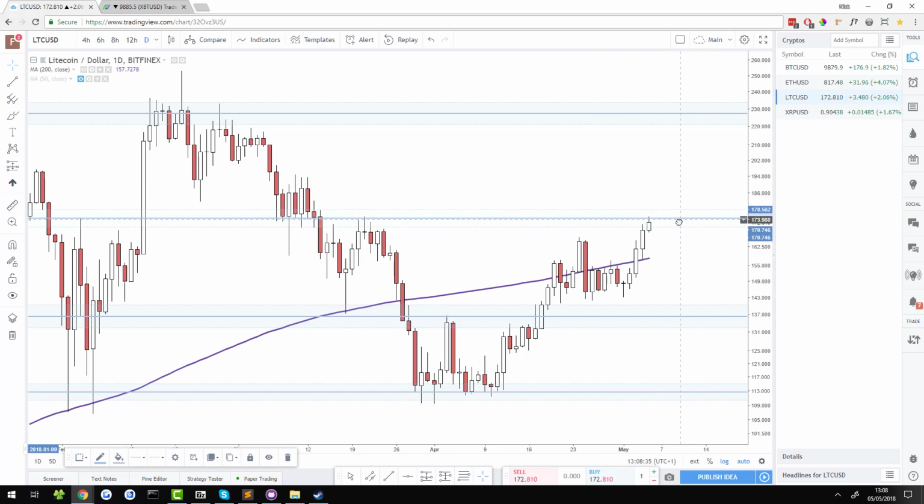Very similar situation with LTC USD. If it breaks above this area here, which is roughly the 173, and comes back down to it, I'll be looking for a potential long continuation there.